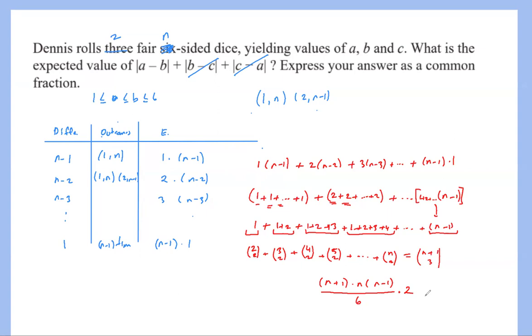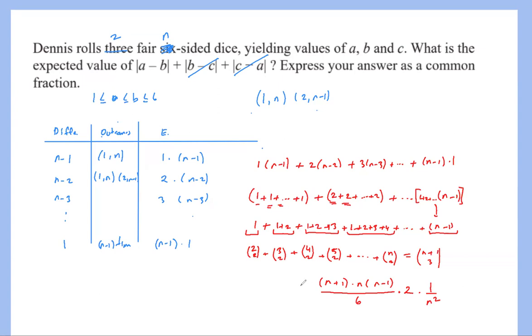And also we know we have 2 fair dice. And then we want to divide this guy by n squared, because we don't know the number of sides for the dice, so there are n outcomes for each die, and since we have only 2, it is going to be n times n. So we have to multiply this by 1 over n squared. And now this is going to tell us the expected value of a minus b.